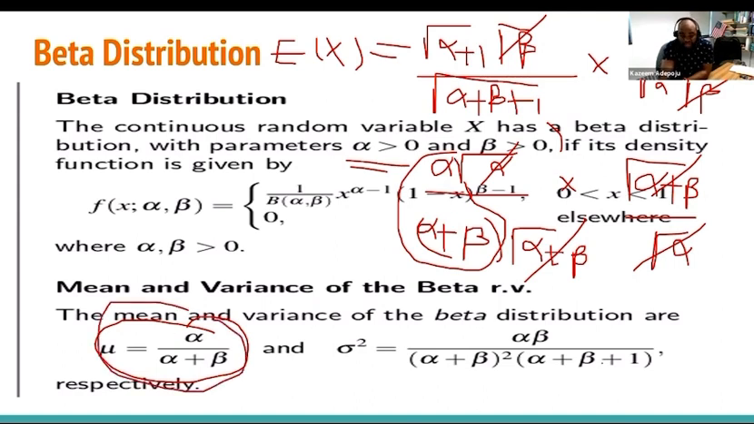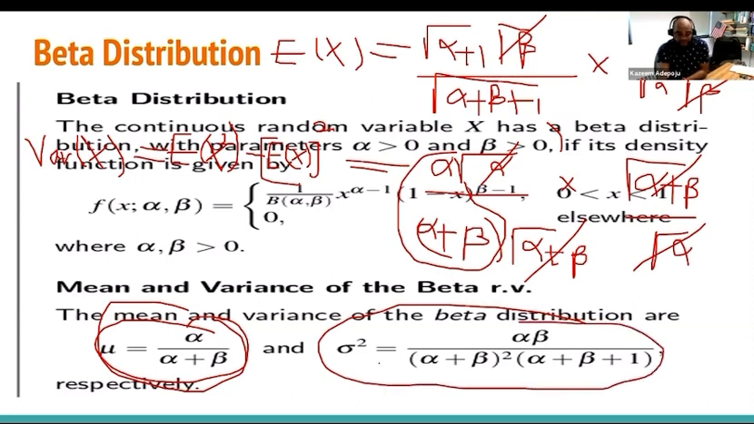You can try that for the variance. Of course, you know that the variance of x is the expected value of x squared minus the expected value of x, all squared. You've already gotten the expected value of x. All you need to do is get the expected value of x squared. In the end, when you simplify, that is what you're going to get for the variance.